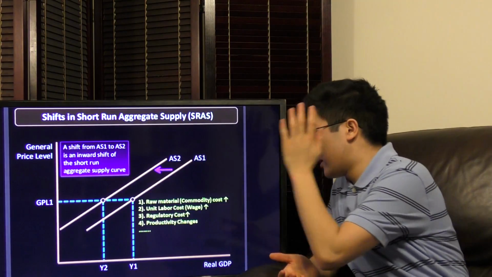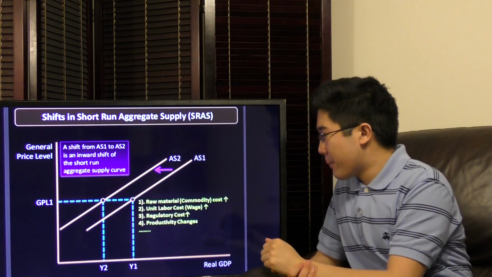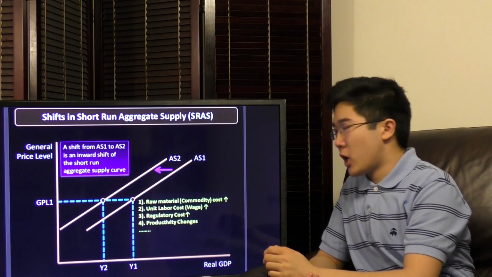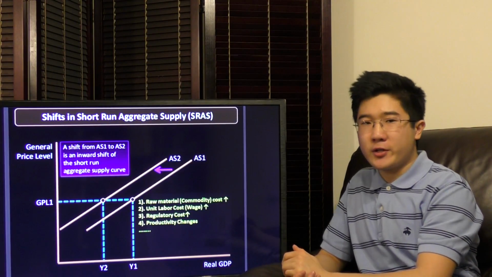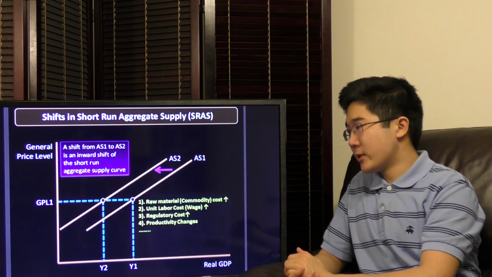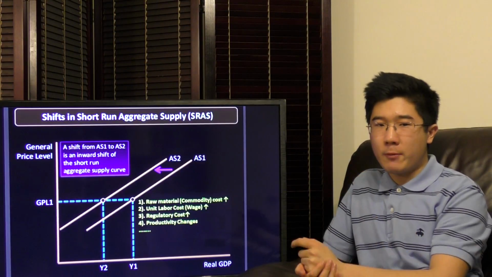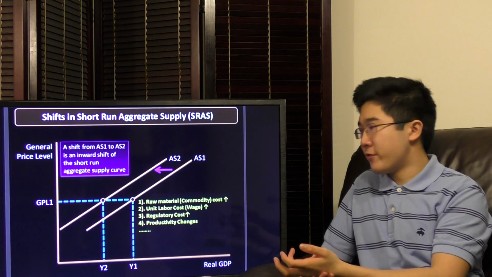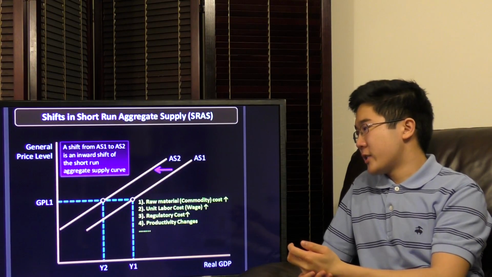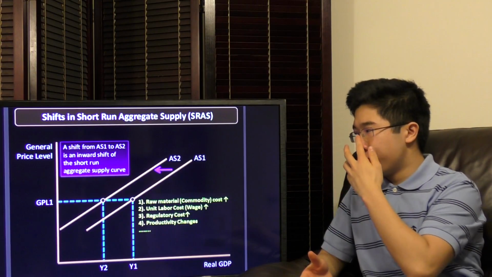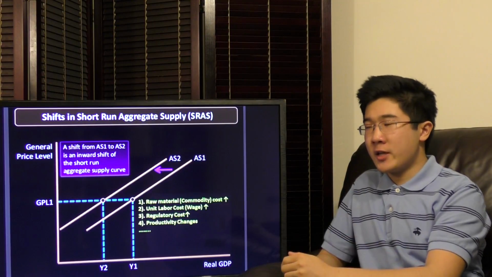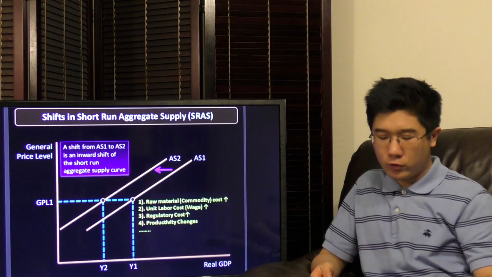Of course, if the opposite happens for all these four reasons, for instance, raw material costs decrease or productivity increases due to a technology advancement that helps laborers produce more efficiently, or regulatory cost decreases, then the aggregate supply curve will shift to the right as profitability increases and supply increases at every price level.